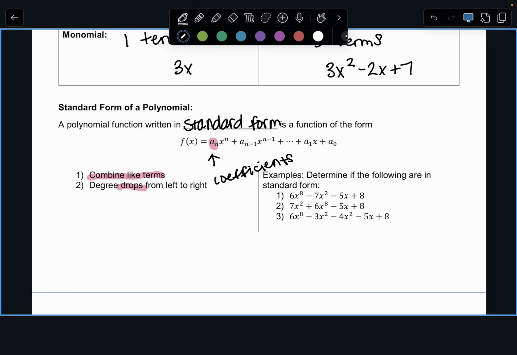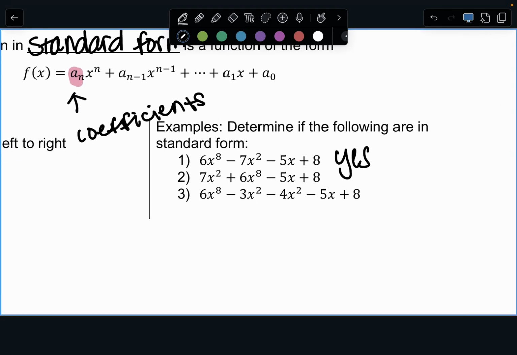This first one, are all of the like terms combined? Is this thing simplified? Yeah. Is my degree dropping from left to right? Yeah, I go from 8 to 2 to 1 to 0. So this would be in standard form. The second one, are all of my like terms combined? Yeah. Is my degree dropping from left to right? No. I have a 2 and then an 8. So this would not be in standard form. We would have to swap those two around for it to be in standard form.